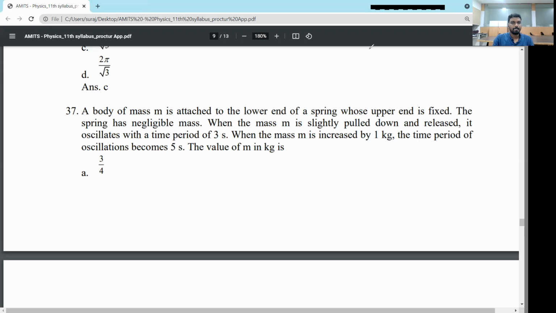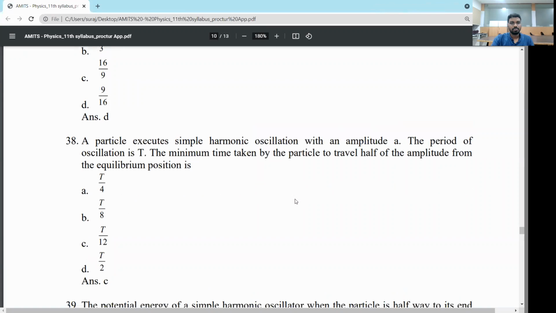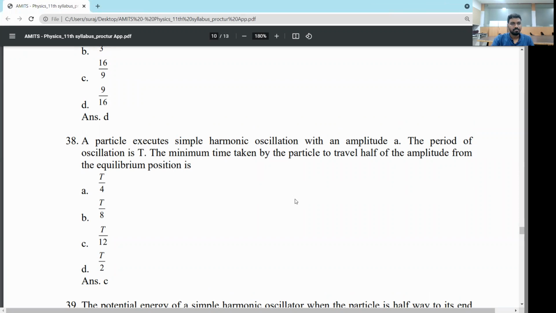Question number 38. A particle executes SHM with amplitude A, and time period of oscillation is T. The minimum time taken by the particle to travel half of the amplitude from the equilibrium position. The amplitude is given as A, the time period of oscillation is given as T. The minimum time taken by the particle to travel half of its amplitude from the equilibrium. This is the equilibrium position. This is half of the amplitude, and I want the time t.